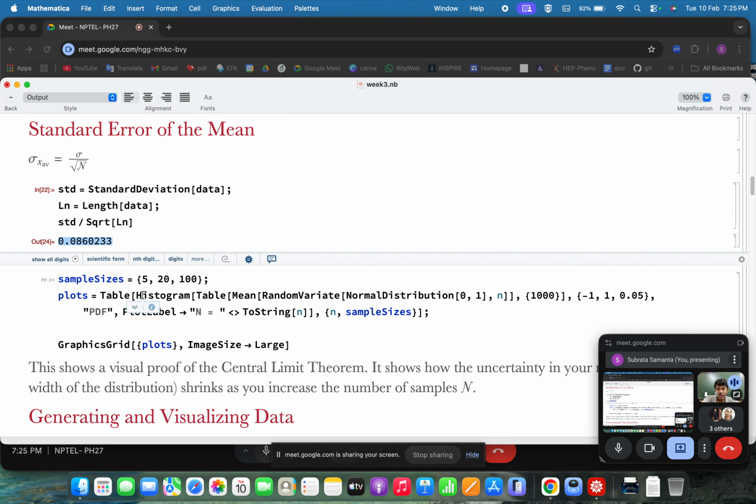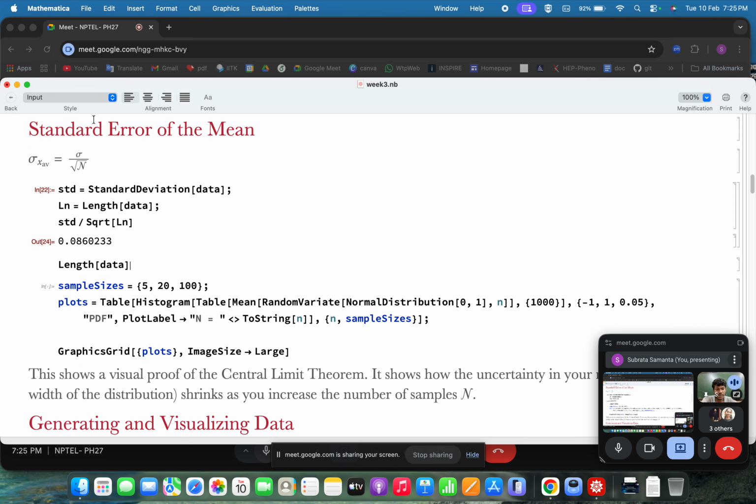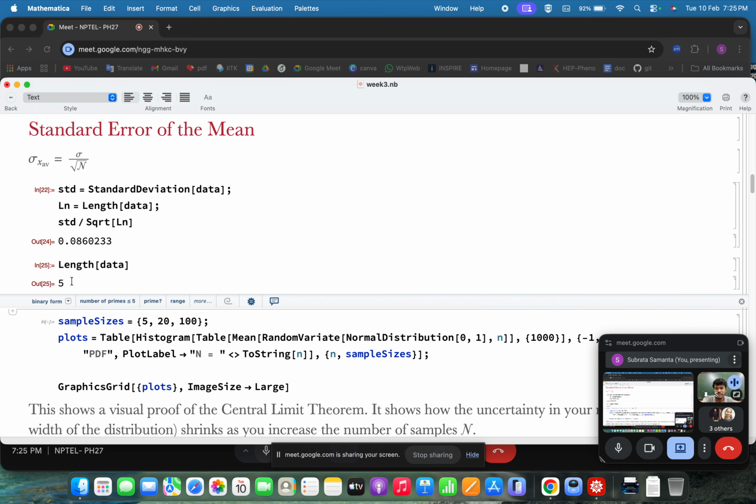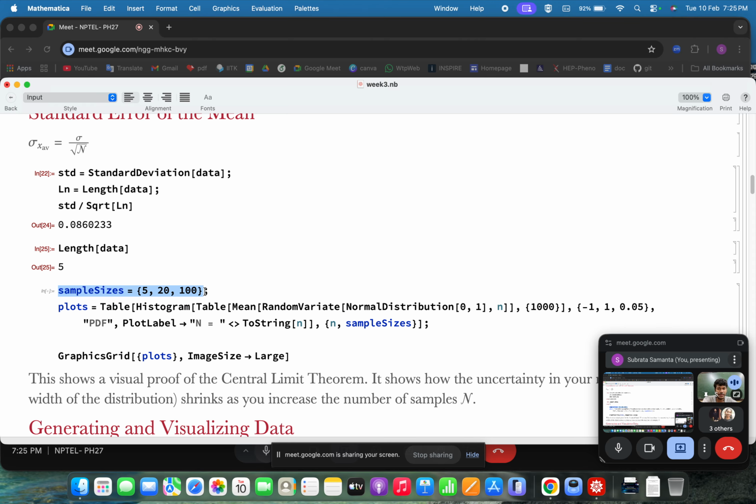So, now you can easily cross check this. Let us say I consider different sample sizes. Here my sample size is 5, because the length of the data is 5, so I have 5 data in the data set. I consider sample sizes 5, 20 and 100. That means my first data set contains 5 data, the second contains 20 data, and the third data set contains 100 data.